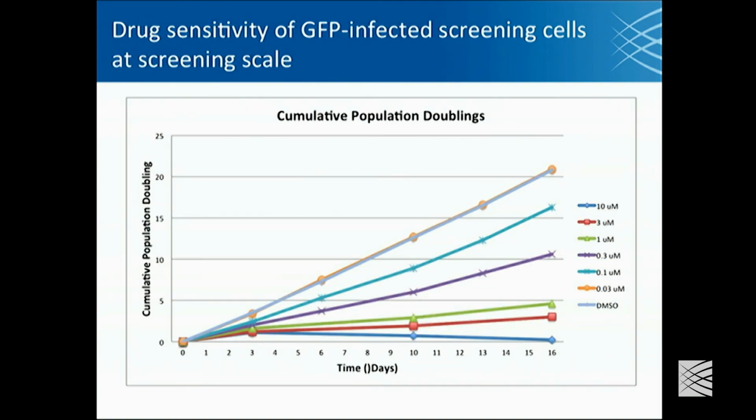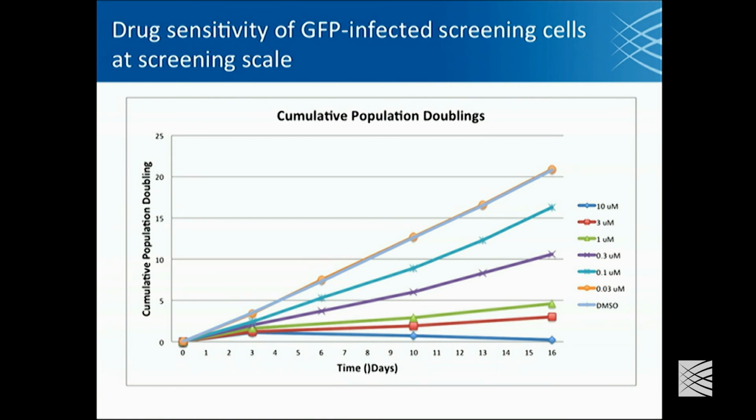So you can see that at the earlier time points and at the lower drug dosings, you don't really get any window between your DMSO arm and any of the drug control arms. So you're looking for a good signal-to-noise ratio between your drug arm and your DMSO arm.